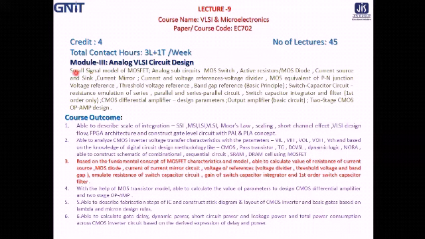First is small signal model of MOSFET, analog sub-circuits, MOS switch, active resistors, MOS diode, current source and sink, current mirror, current and voltage references, voltage divider, MOS equivalent of a PN junction, voltage reference, threshold voltage reference, band gap reference, switch capacitor circuit, resistance emulation of series, parallel and series-parallel circuit, switch capacitor integrator and filter, CMOS differential amplifier, design parameters, output amplifier, and two-stage op-amp or two-stage CMOS op-amp design.